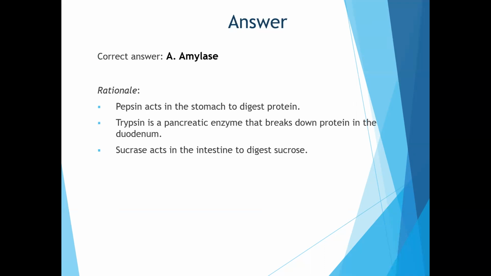Pepsin we'll talk about a little bit later because it acts in the stomach to digest protein. Trypsin is a pancreatic enzyme, and that also helps to break down protein. That is in the duodenum of the small intestine. We'll talk about that later. And one other one is sucrase. Again, that's an enzyme, that ASE ending. And that is found in the intestine as well, which helps us digest sucrose, which is one of the types of sugar.